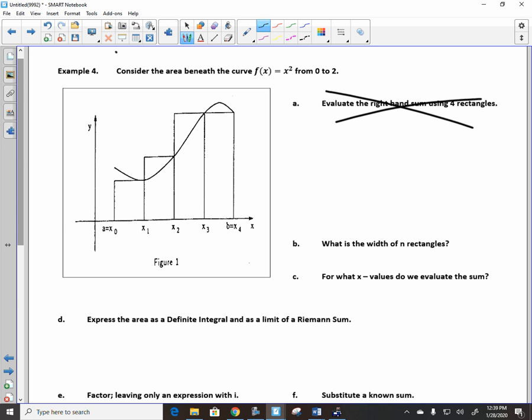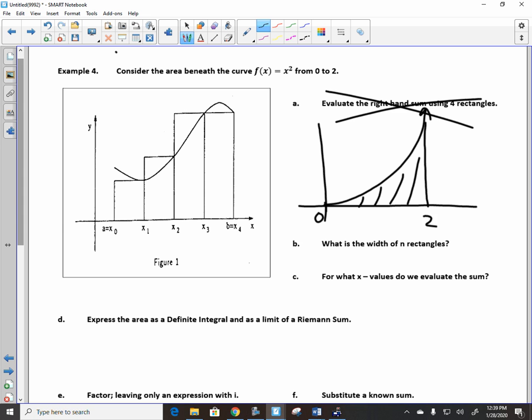Here is the problem. We are looking at the area underneath x squared, bounded from 0 to 2. So I will simply draw the picture here so you can see it. That's x squared. We're bounded from 0 to 2. That's what we're looking for. That is the area that we are trying to decide.